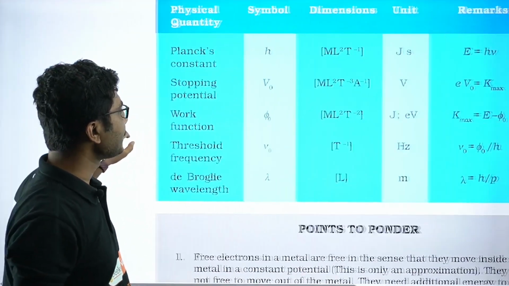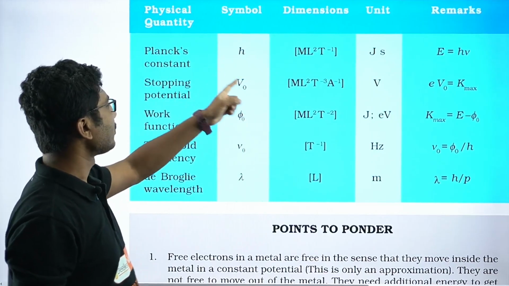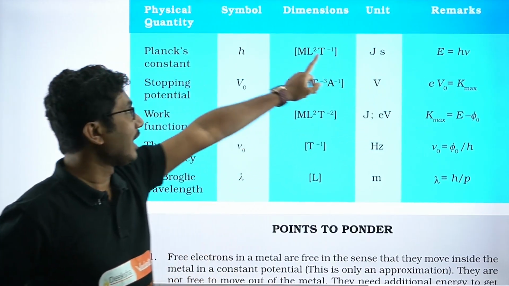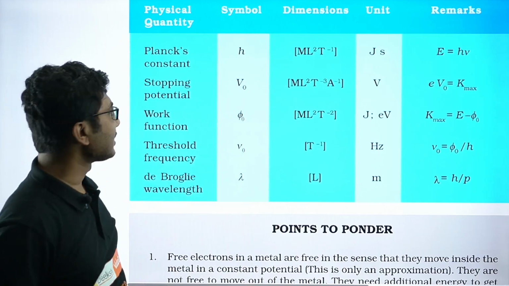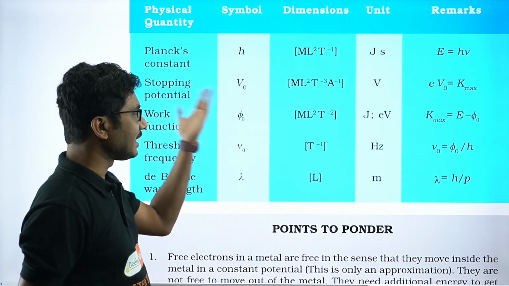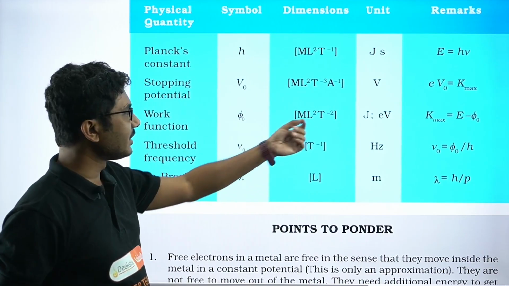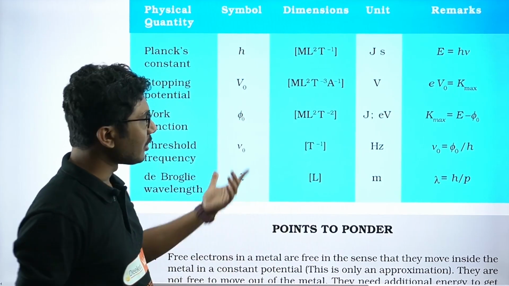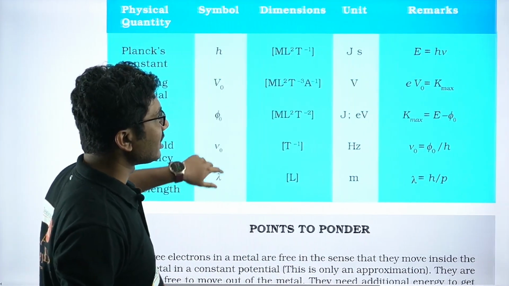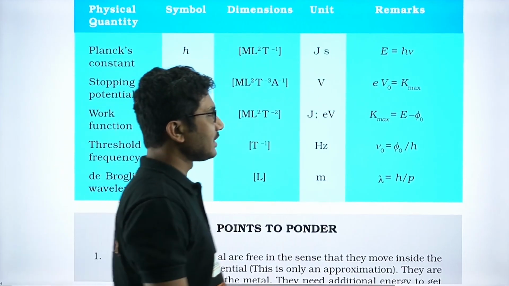There are a few dimensions you can check. Planck's constant has the unit joule second, and this is the dimension you have to remember. Sometimes they might ask questions based on that. Stopping potential is basically voltage, work function is energy, threshold frequency is frequency, and de Broglie wavelength is length. These are the formulas that you have to remember from this chapter as well.